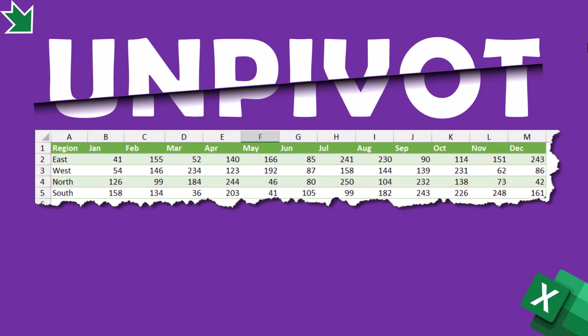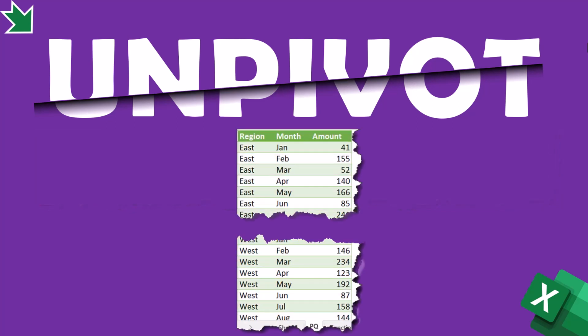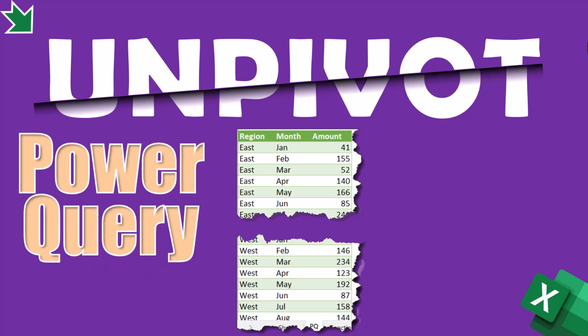Unpivoted data has column headers and row headers. It cannot be sorted, filtered, or even used for creating relationships in a data model. To do all that, it must be unpivoted, which is an important functionality in Power Query.